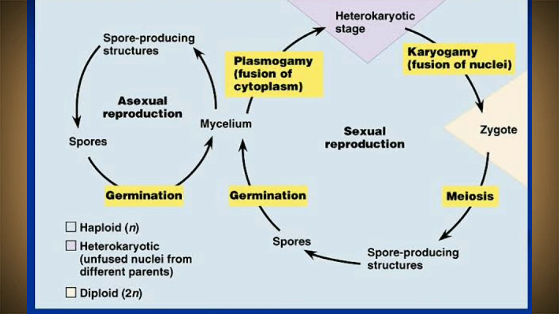Karyogamy results in the formation of the zygote or zygospore, and this zygospore undergoes meiosis cell division, which results in four daughter cells which are haploid in nature. That means they possess half the number of chromosomes, and these spores again germinate to form the mycelium. So this is all about the reproduction process in fungi. Thank you.